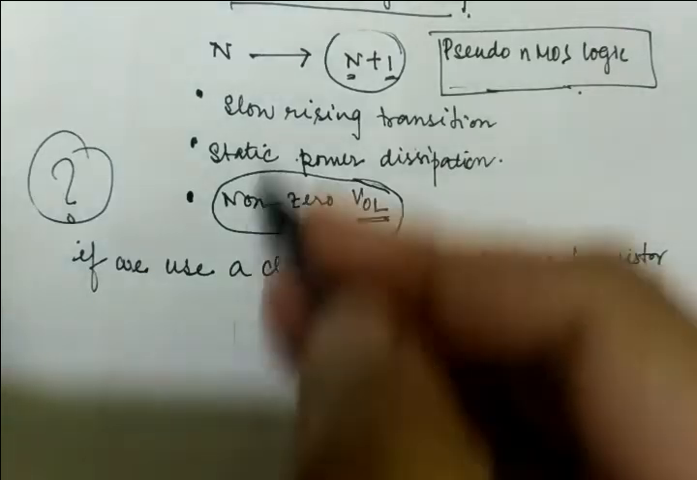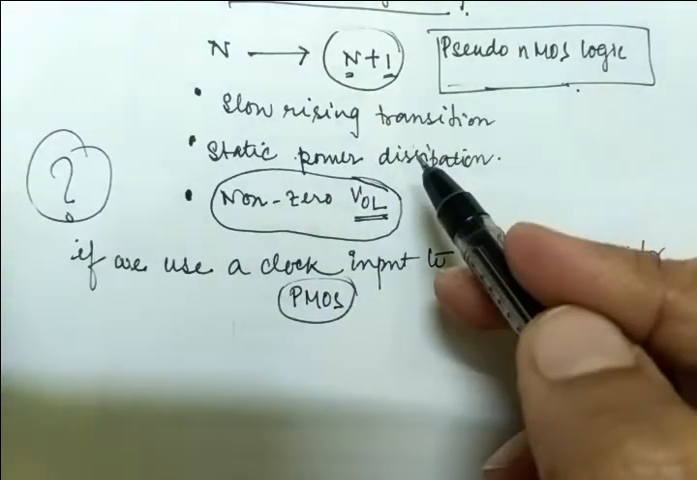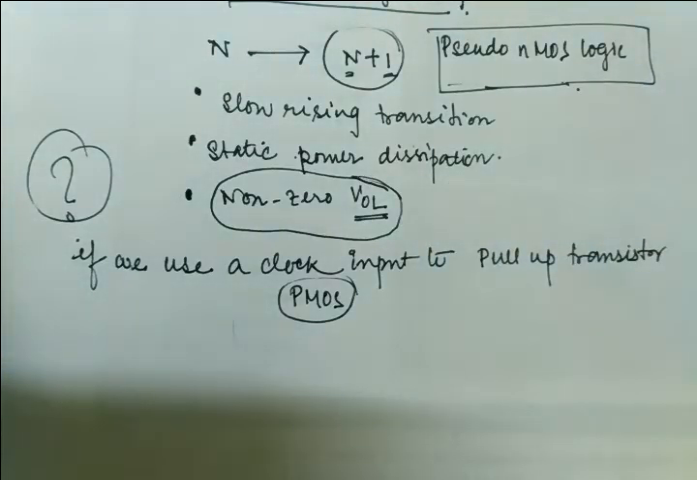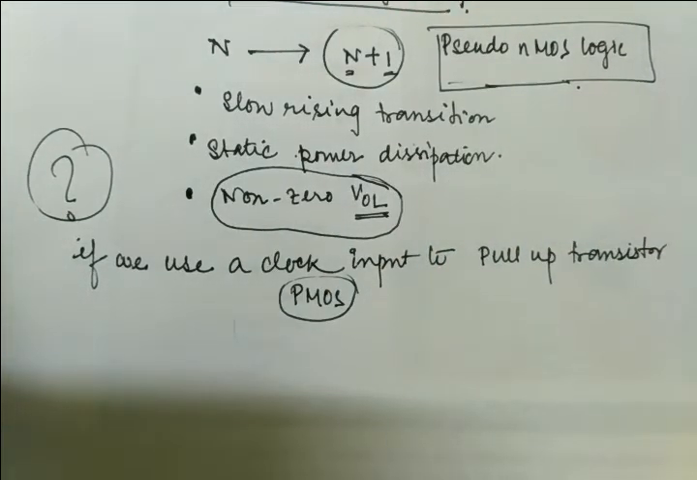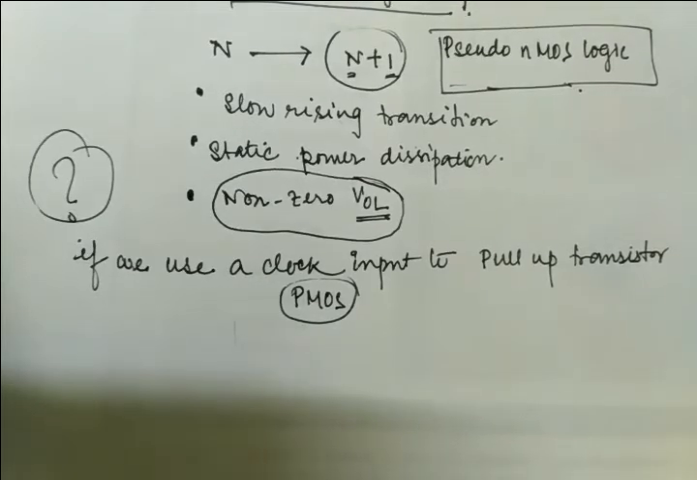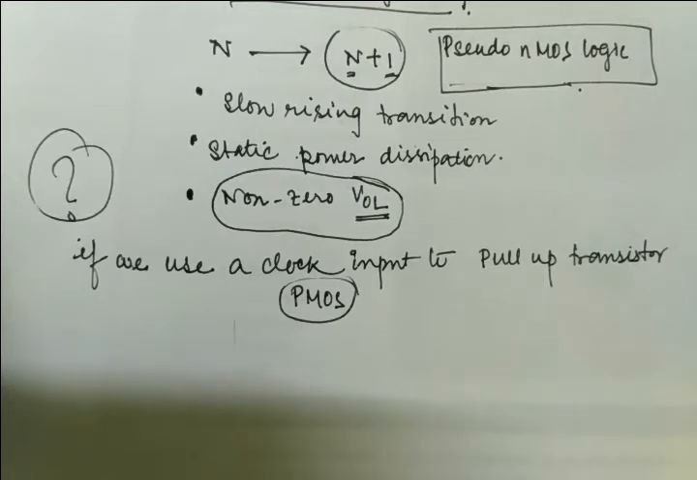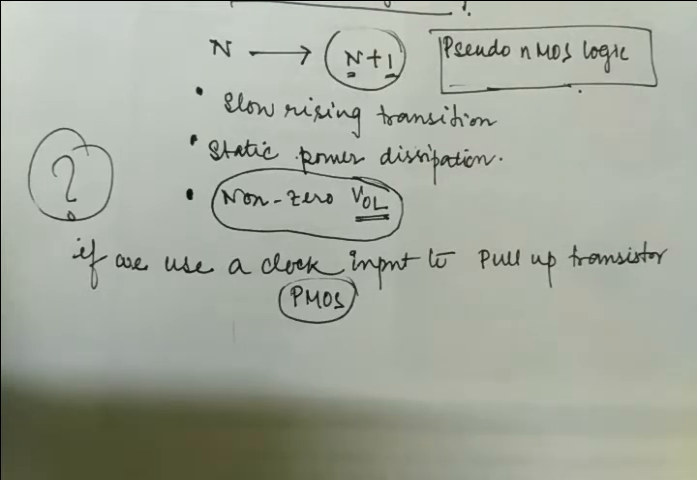Okay, so to overcome this kind of drawback, these disadvantages, we will use the clocked pull-up transistor. Got it? Clocked pull-up transistor. Now we will discuss what this kind of transistor is, and this is nothing but the dynamic behavior of the circuit, which is known as the dynamic logic circuit. So we will enter into the region of the dynamic logic circuit, right?